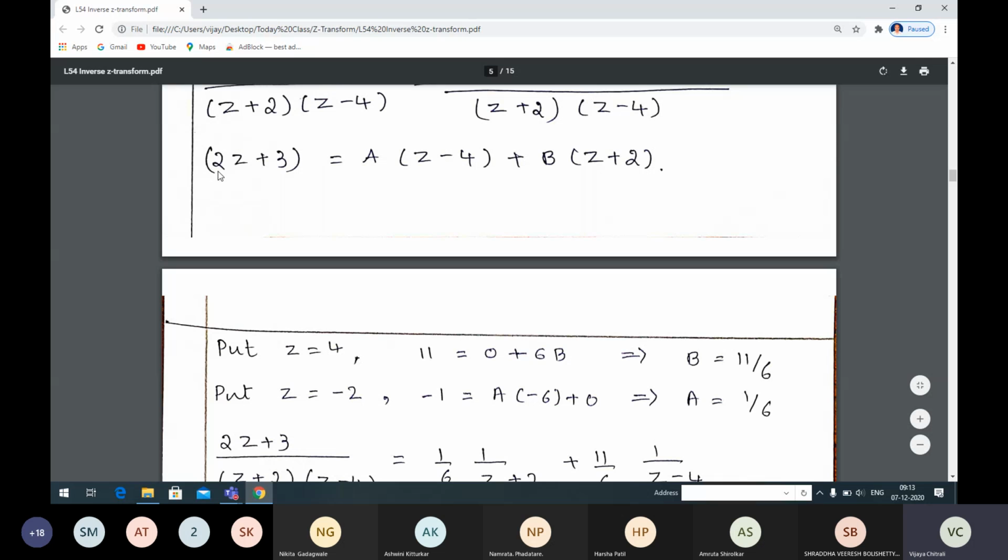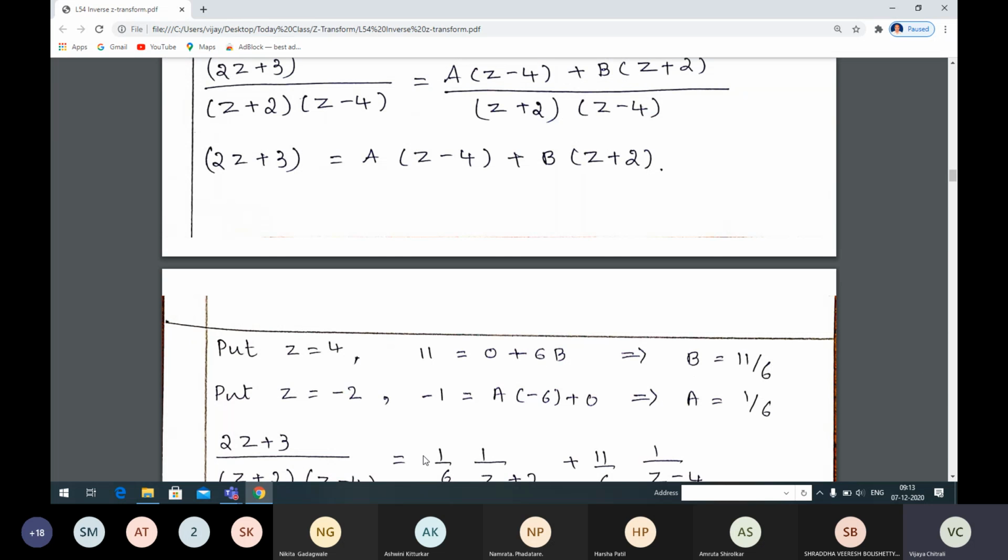I'll explain it once again. 2z is there. We are taking z as 4. 2 into 4, 8. 8 plus 3, 11. So 11 is equal to, this is LHS. In RHS, in place of z, 4. 4 minus 4, 0. 0 into something is 0. Plus z is 4. 4 plus 2 is 6. 6 into b is 6b. So 11 is equal to 6b. We want b. Take this 6 to this side. So b is equal to 11 by 6.